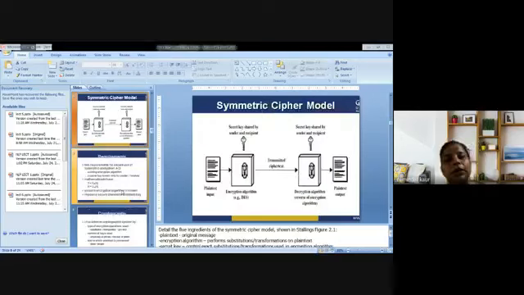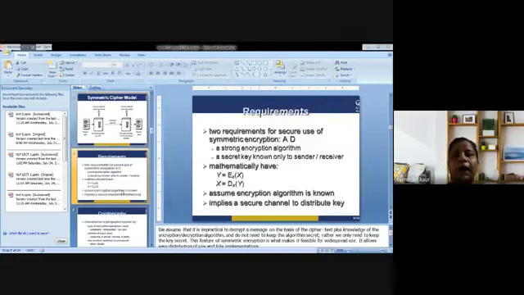So this is the model and these are the requirements. That is, two requirements for the secure use of symmetric encryption: a strong encryption algorithm and a secret key known only to the sender and the receiver.